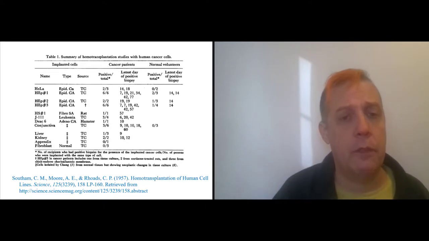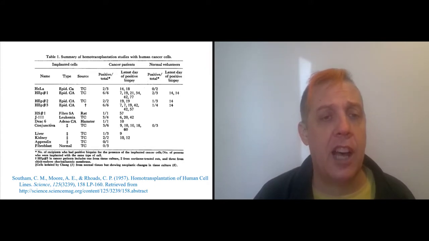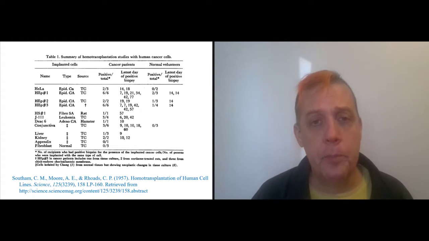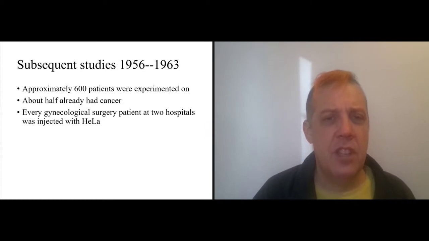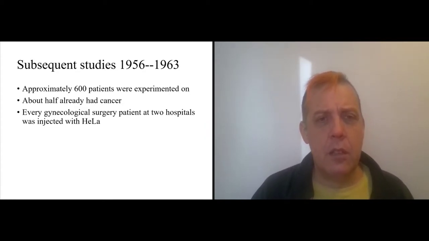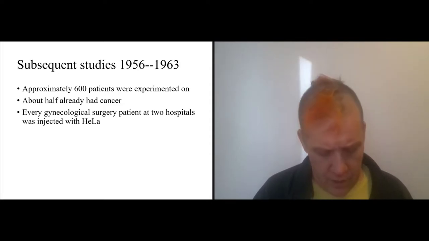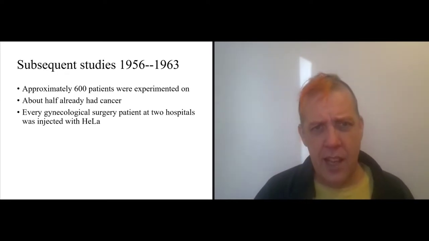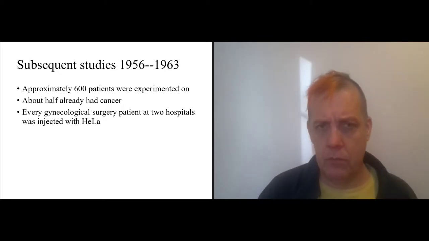So here's another chart from one of his publications. And actually, you can see from the left-hand corner that HeLa is only one of the things that he implanted. And so that's the top item on this list. So what happens is between 56 and 63, Southam has appointments at a couple hospitals, and he just starts injecting people with cancer, really, well, not randomly, but broadly.